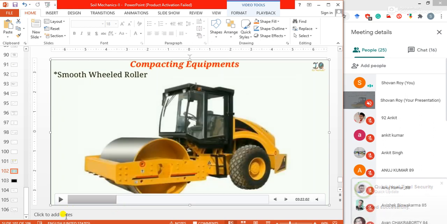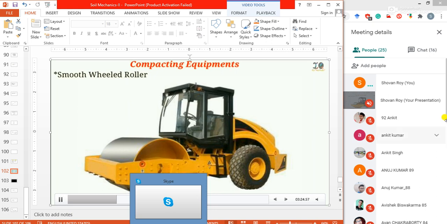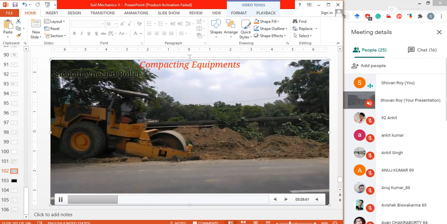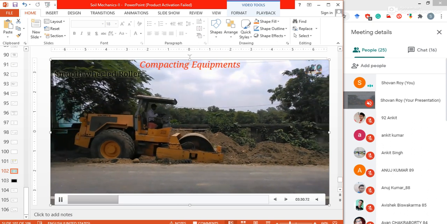This is a smooth wheeled roller, normally used to construct our roadway, our highway. Normally this type of roller is used. Already you have seen this video. This is the smooth wheel roller.